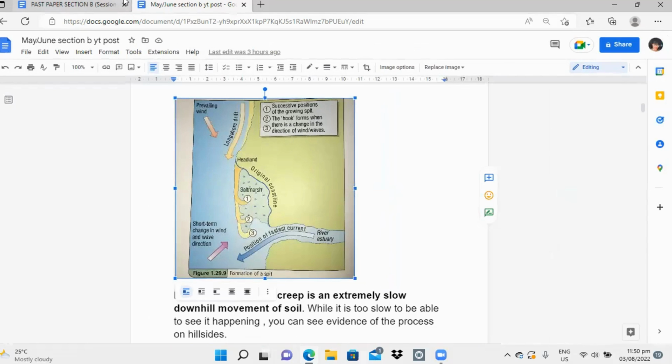Now we're going to go into the diagram of how this spit is formed. So just as I explained earlier, we start off with the headland. Sorry, not the headland, we start off with the coastline. So we have a coastline here. We include the headland. So this is our coastline here. So coastline.